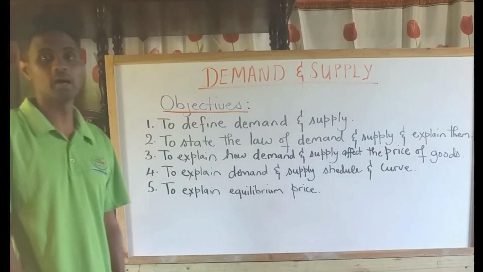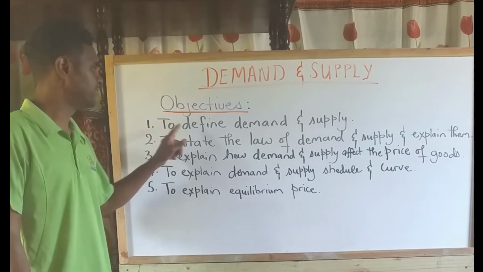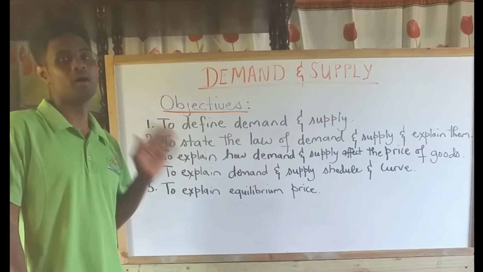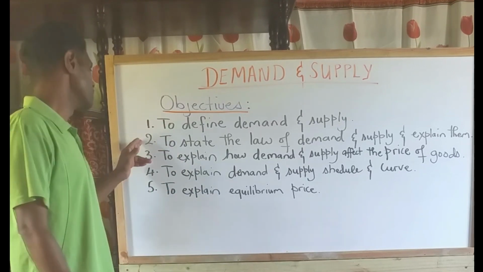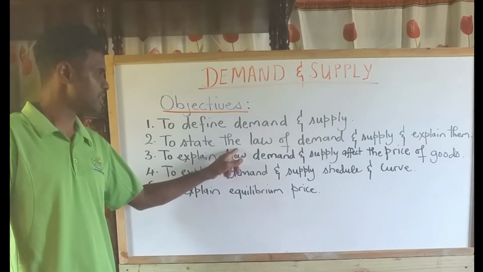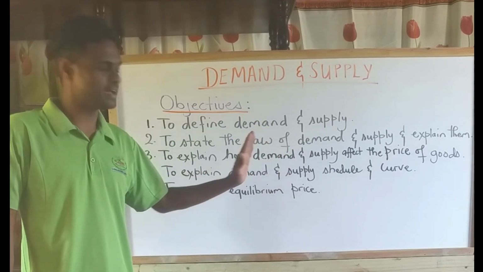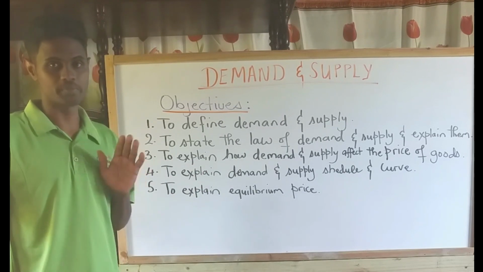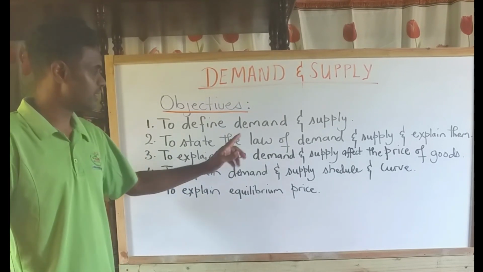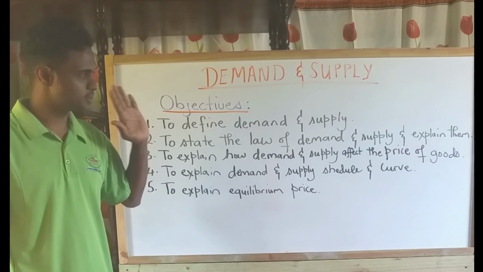The objectives of the lesson are: number one, to define demand and supply. Of course, in the lesson, I'm going to tell you what is demand and what is supply. Number two, to state the law of demand and supply and explain them. Of course, we have the law of demand, which is different from the law of supply.